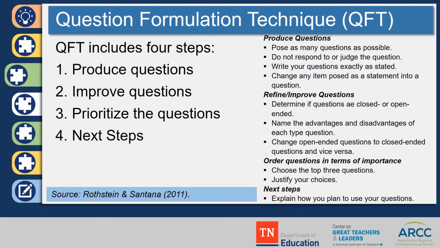You can follow four steps to implement the QFT with your students. Produce questions. You want your students to produce as many questions as they can on the given topic or related to a specific text or conversation. Let them know that the questions should not be censored. As long as they are focused on the topic at hand, they do not need to be edited, except for a final check to ensure that they are in fact all questions.